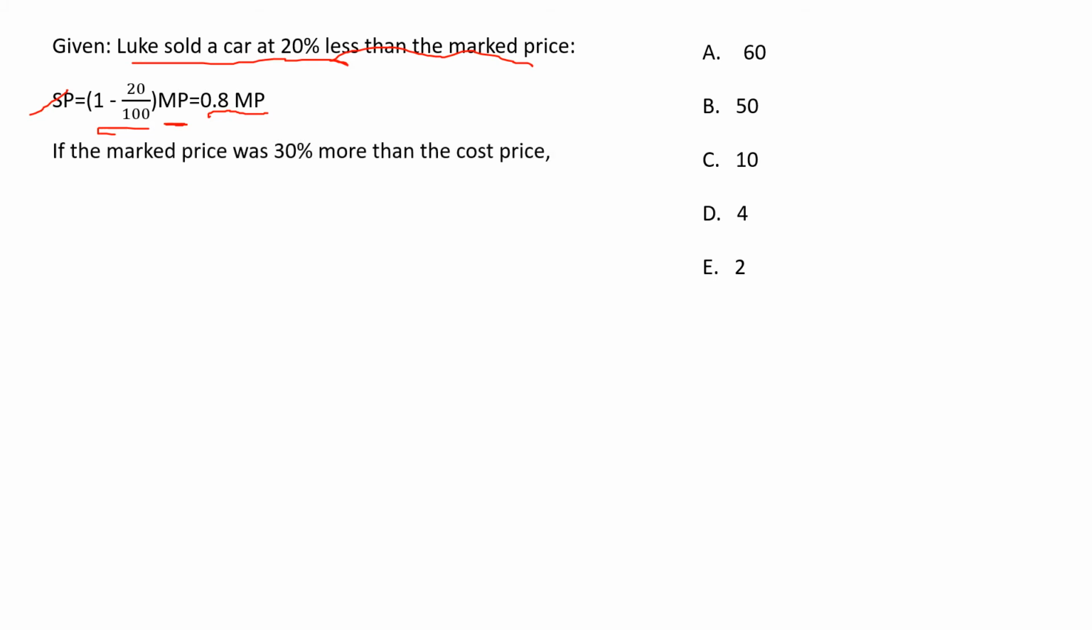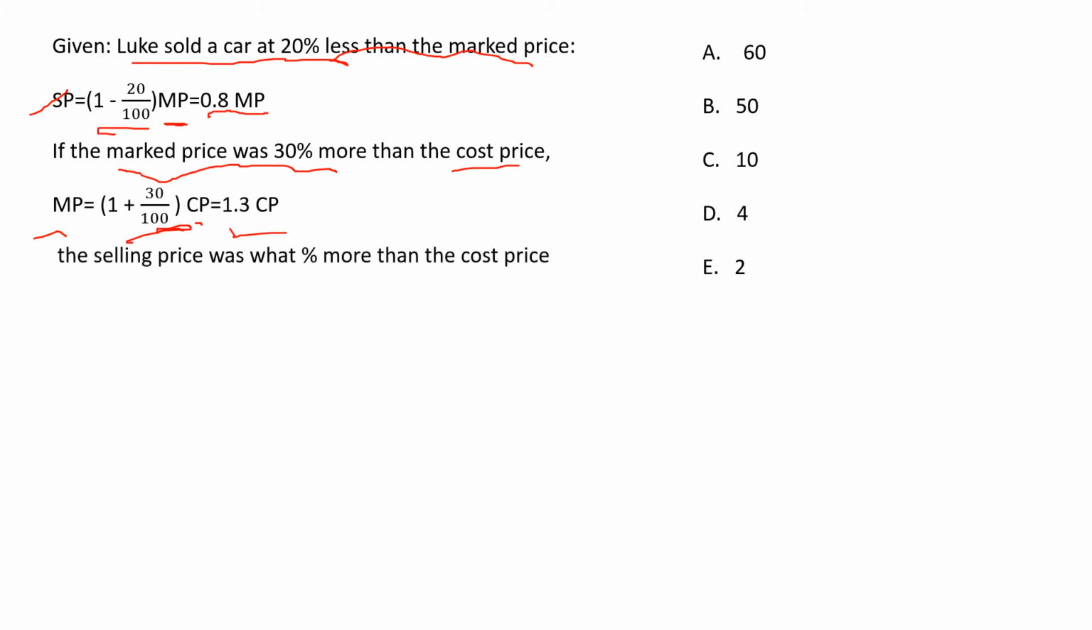The second piece of information is the mark price was 30% more than the cost price. So what does that tell us? Mark price is 1 plus 30 by 100 into cost price, that is 1.3 times cost price. And we need to figure out the selling price was what percent more than the cost price. From the first equation, we need to figure this out. What is x?